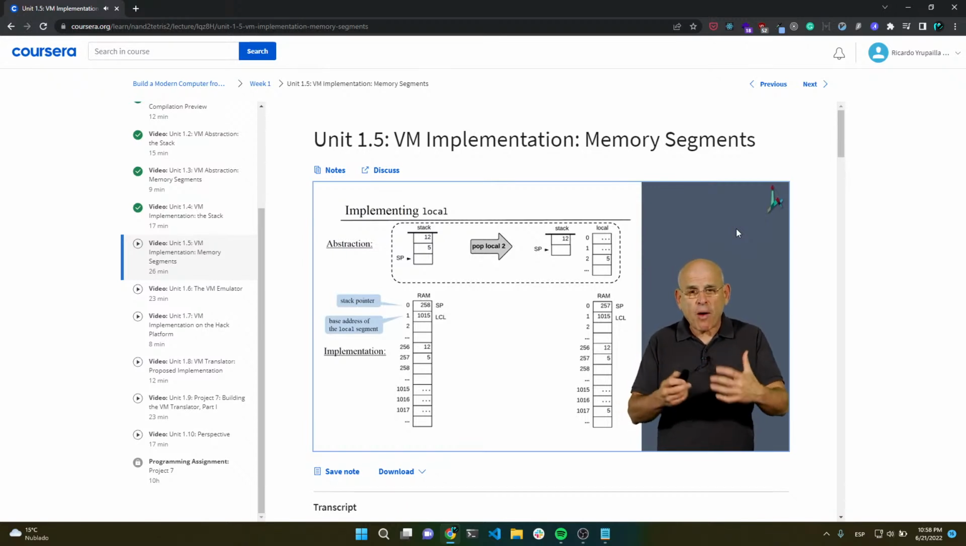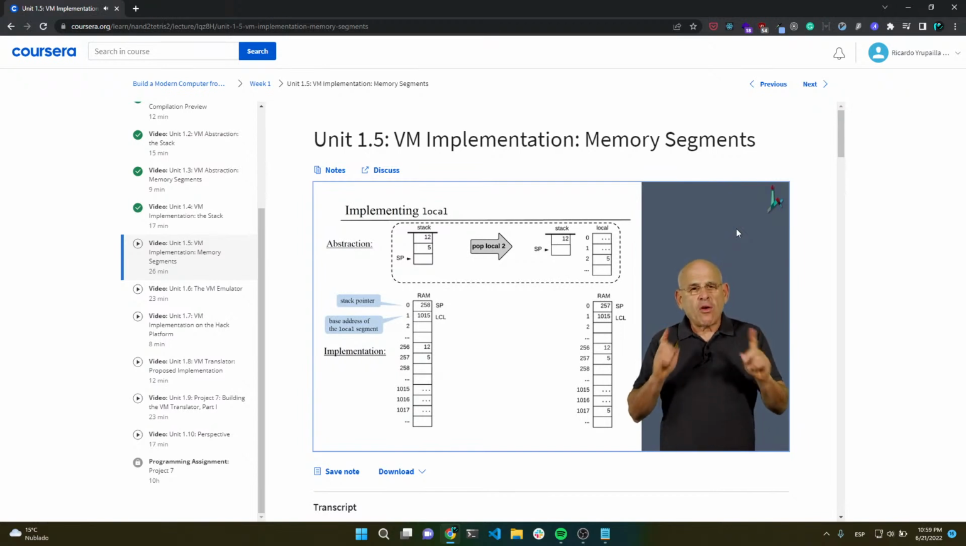SP has changed to reflect the pop operation. And we see that the number 5, which used to be the topmost value on the stack, is now located in local 2, which happens to be 1017.